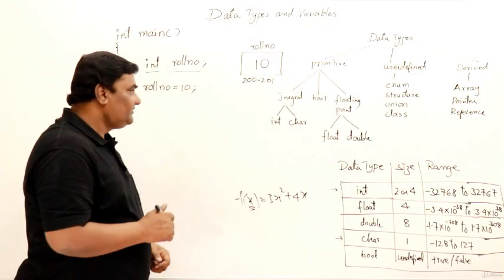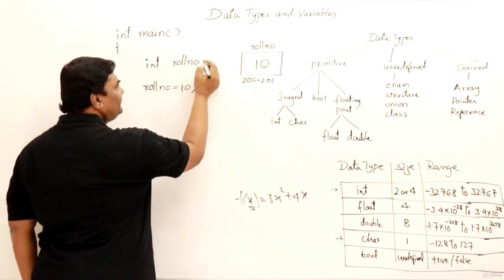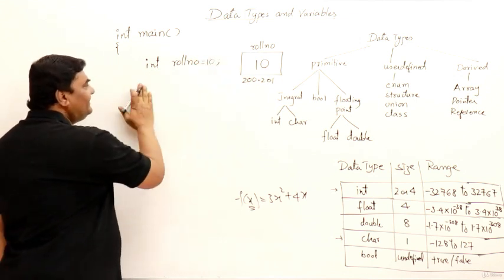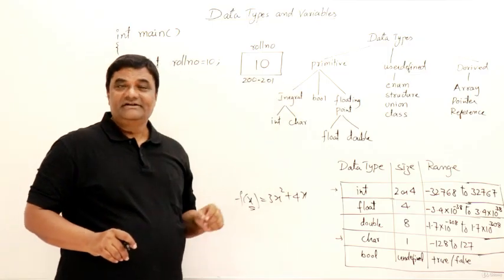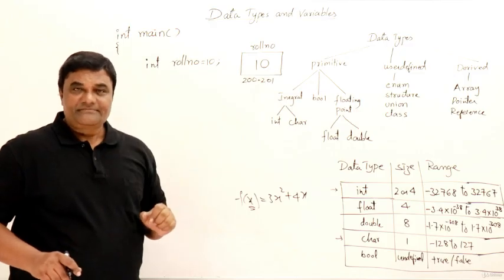Now let us learn one more thing. Is it possible to initialize at the time of declaration only? Yes, you can assign 0 or 10 here also. So this will be declared as well as initialized. The variable is declared as well as it will have the value 10. It will not have a chance of getting a garbage value.